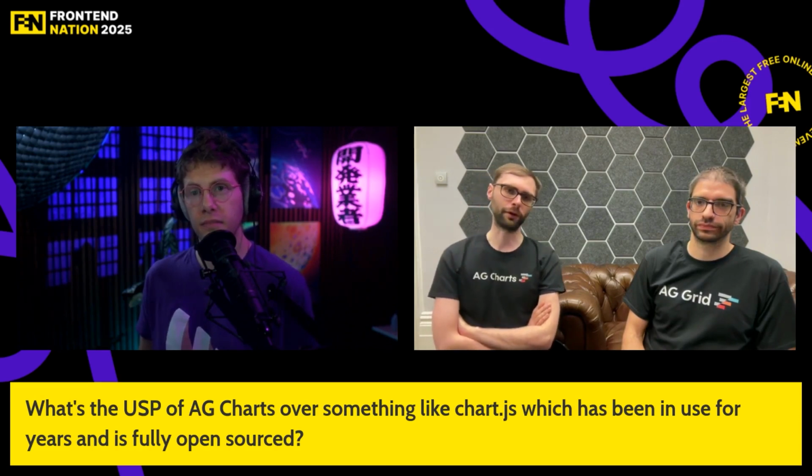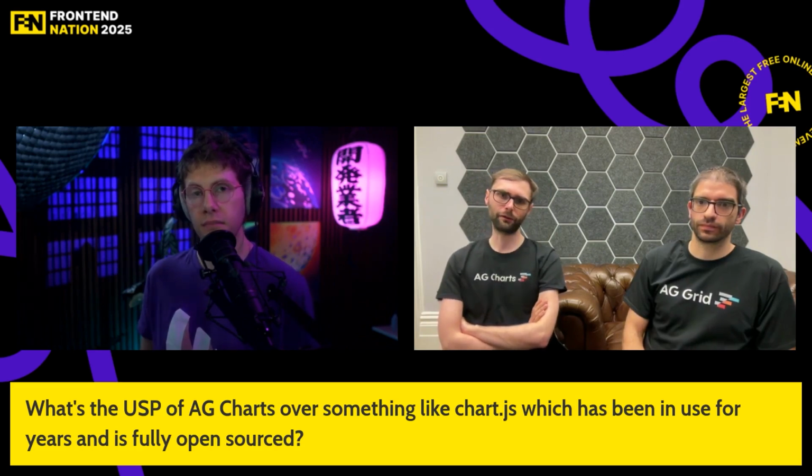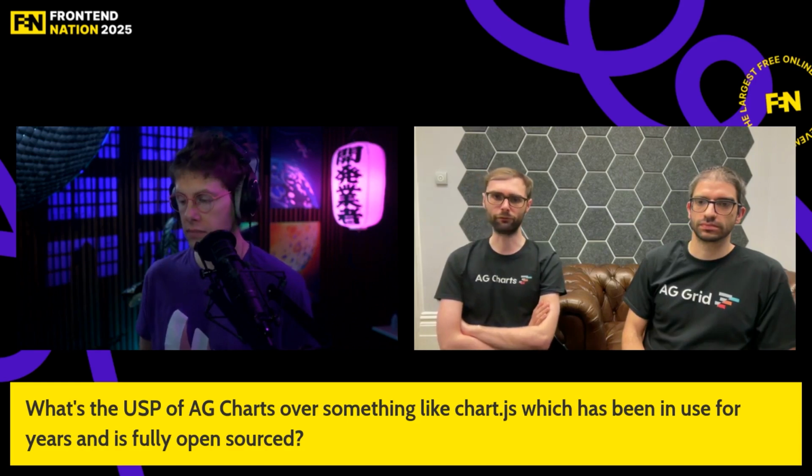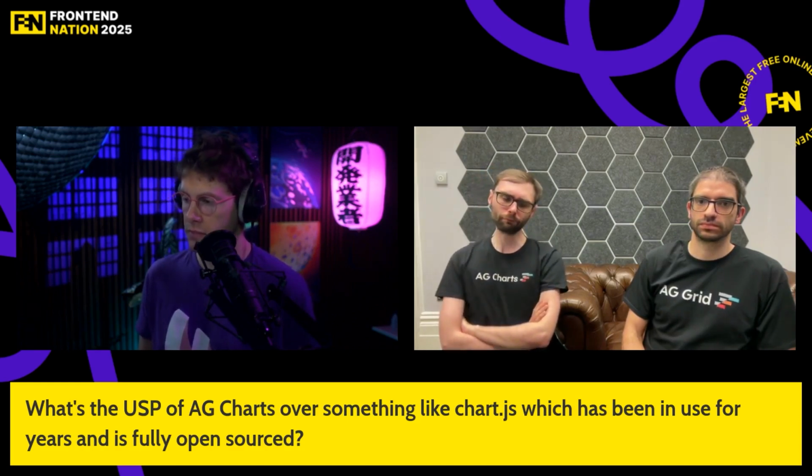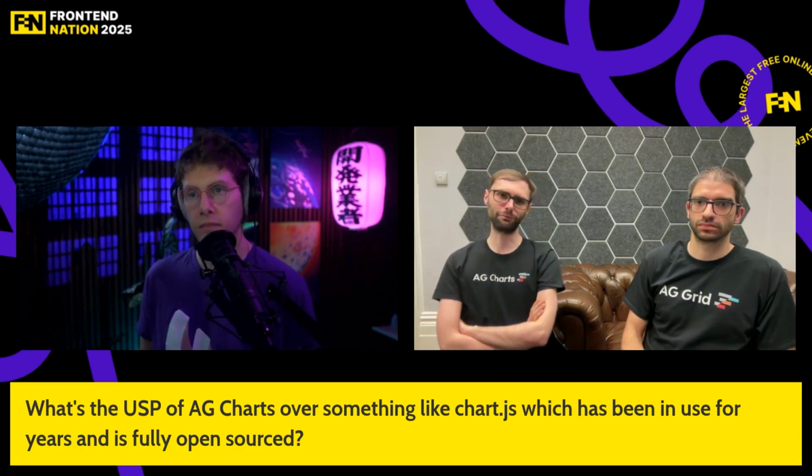And it depends what you want. I mean, AG Charts is also open source. If you're using the community version, that is MIT licensed, you can use it for free. You don't need to pay us anything. So it's really the upsell of something like AG Charts Enterprise. You get a few more features there. You get the support. So you use whatever you prefer.